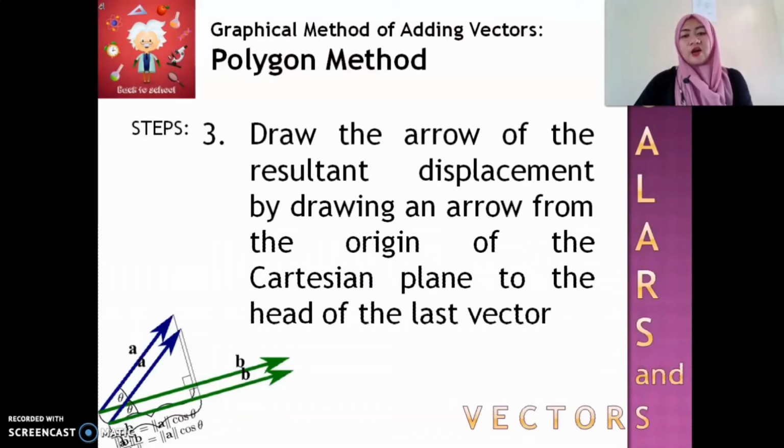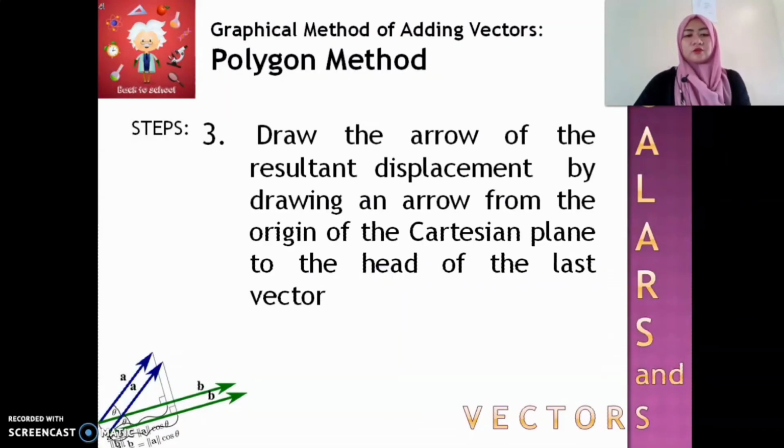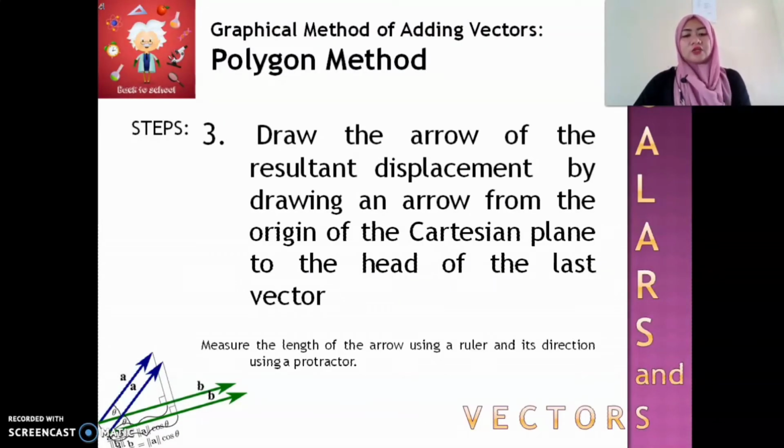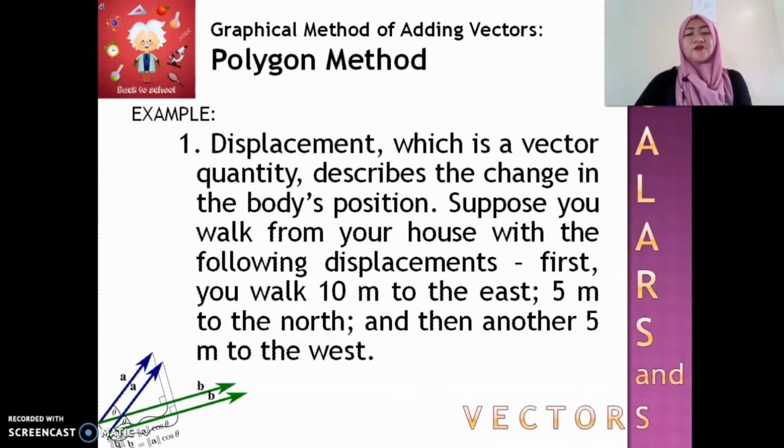Next, you draw the arrow of the resultant displacement by drawing an arrow from the origin of the Cartesian plane to the head of the last vector. You can measure the length of the arrow using a ruler and its direction using a protractor again. Next, you use the scale to convert your measurements to the resultant. Let's say, for example, displacement, which is a vector quantity, describes the change in the body's position. Suppose you walk from your house with the following displacement.